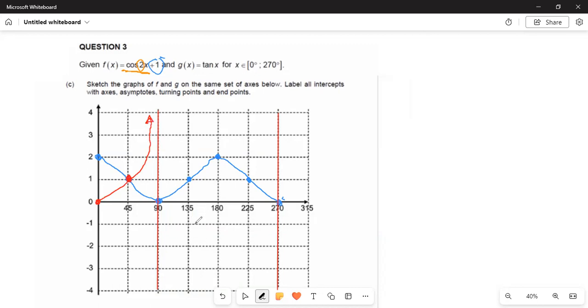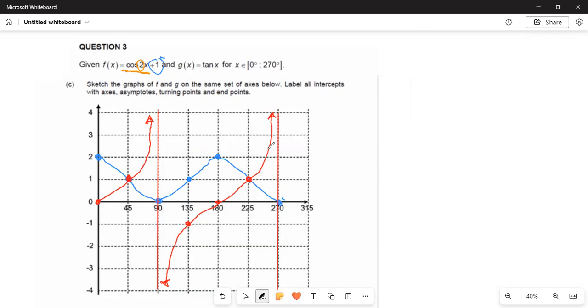On this side, we know that it has a point at 135 and -1. It has a point at 180 and 0, a point at 225 and 1. Again, coming from the bottom, cut those and going up. Then the red part represents our tan x.